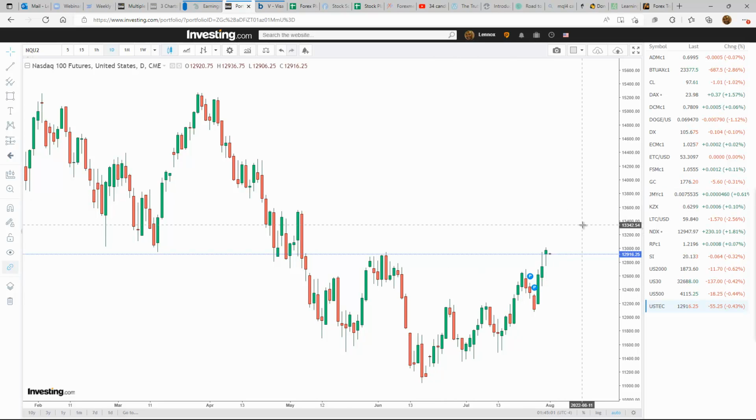So profitable trading to everyone. Keep your eyes on the US dollar. If you're playing the majors, whatever that does will help you to make some pips in the major pairs.